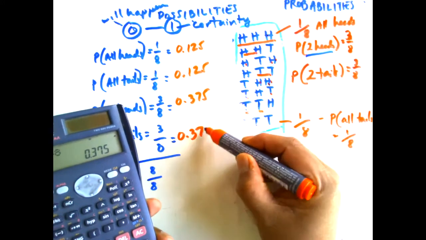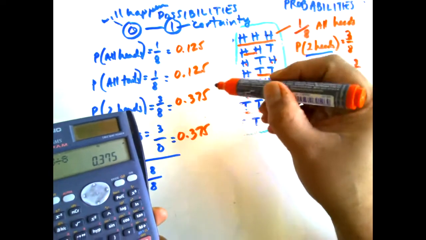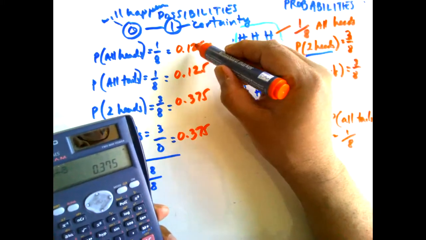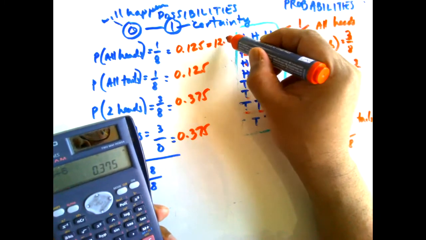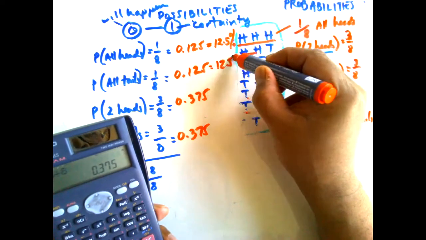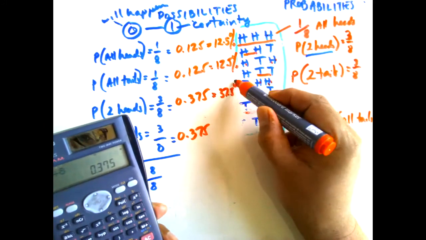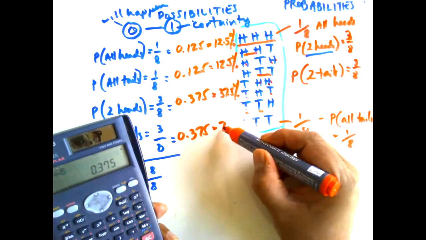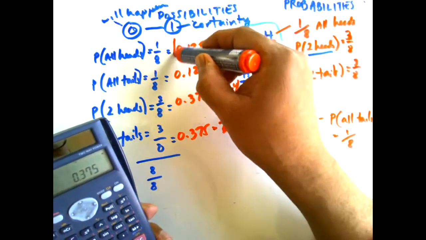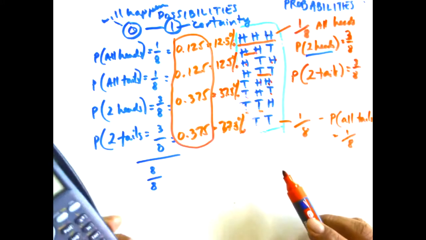Now, to get the percentage, you multiply all of this by 100. So let's do times 100. The percentage would be 12.5%. It's the same as this one. So these are the percentages that it will happen. But in the world of probability, decimals are used regularly.